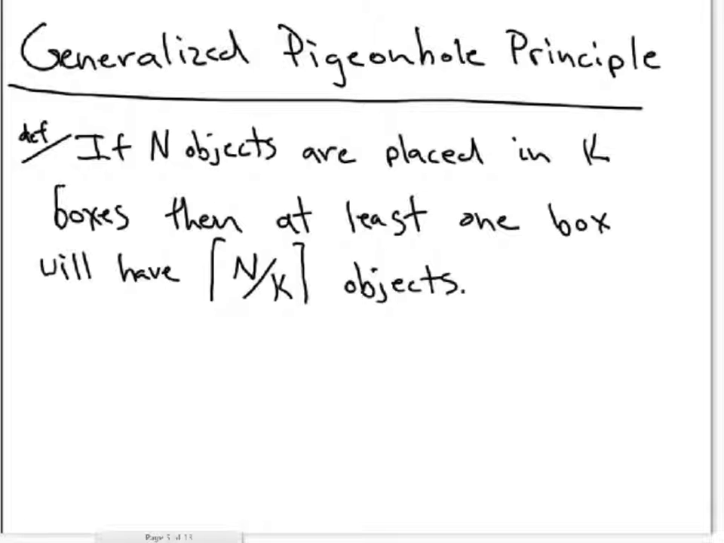Another way to think of the pigeonhole principle is with the generalized principle. The definition is, as you can see, if n objects are placed in k boxes, then at least one of the boxes will have ceiling of n over k objects in that box.